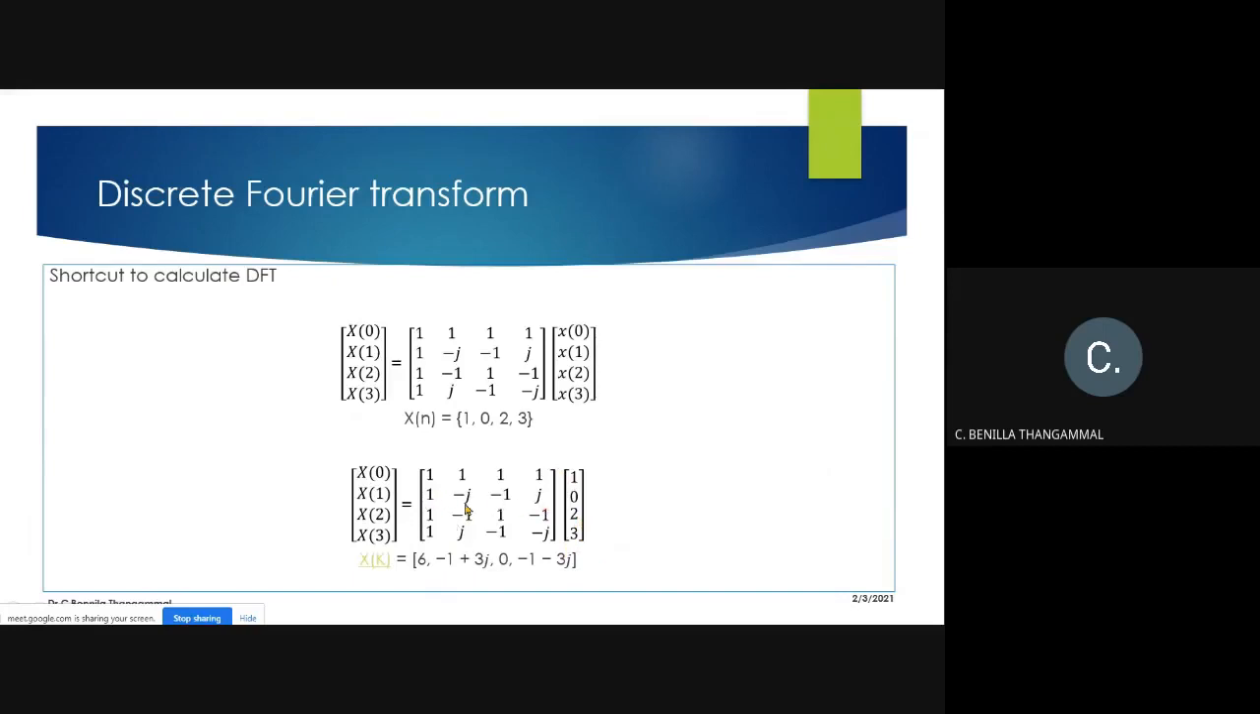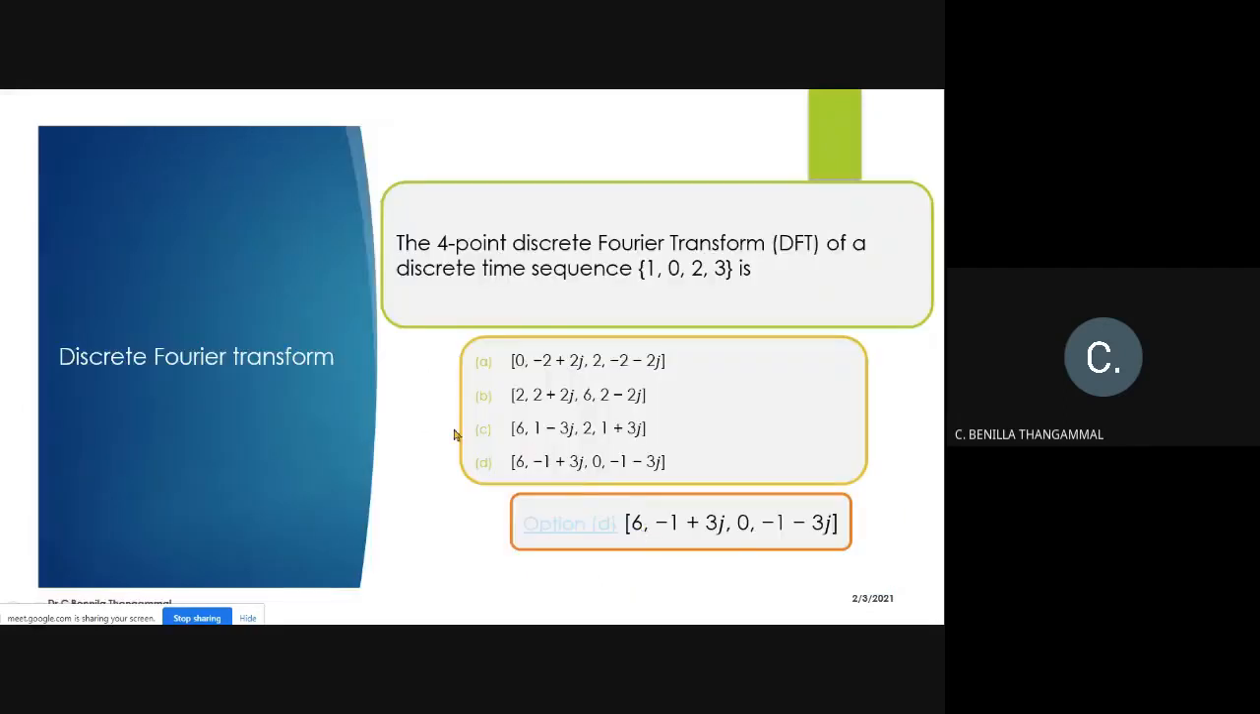So the second one, similarly, you just multiply this one. So 1 into 1, minus j into 0, minus 1 into 2, and j into 3. So what happens? You'll have 1 minus 2, which is minus 1, and j into 3 is 3j. So it will be minus 1 plus 3j. Similarly, you just do the rest, and you'll be getting your answers immediately. So your option is going to be D: 6, minus 1 plus 3j, 0, minus 1 minus 3j.